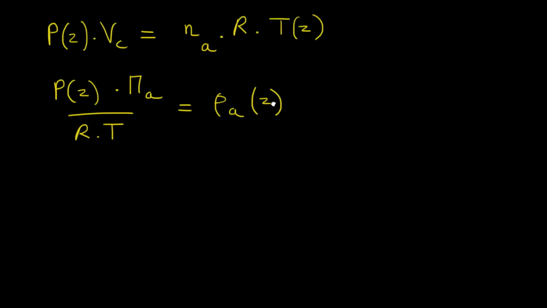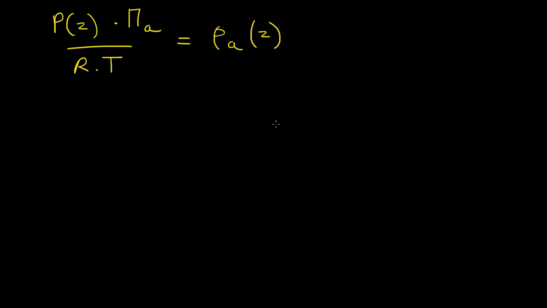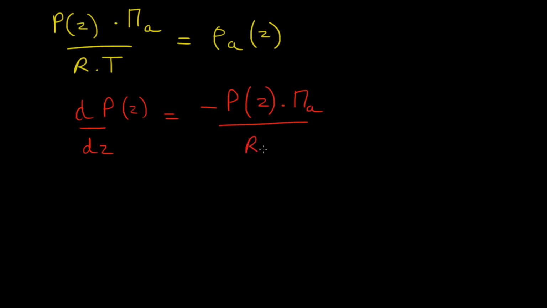So now we can write a new relationship. We can write that the derivative of P of Z will be equal to minus P of Z times M sub A, divided by R times T, and times g. So this is just a differential equation.